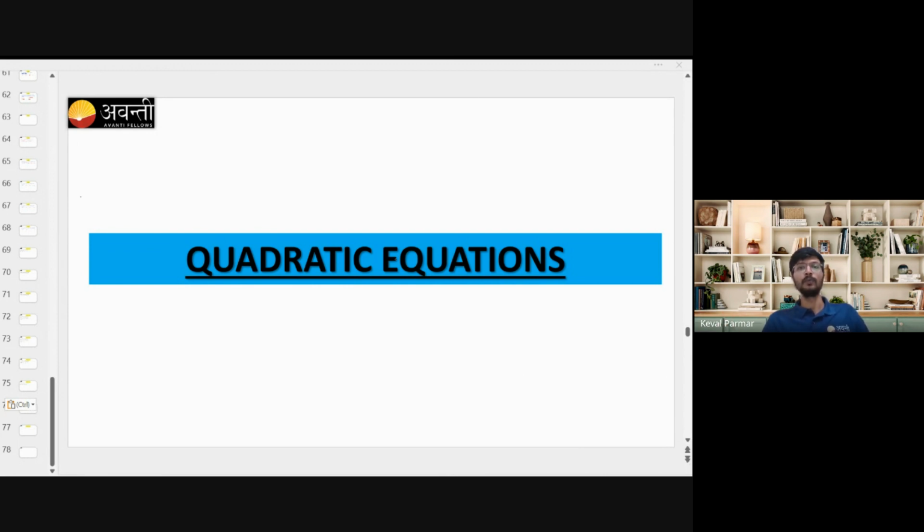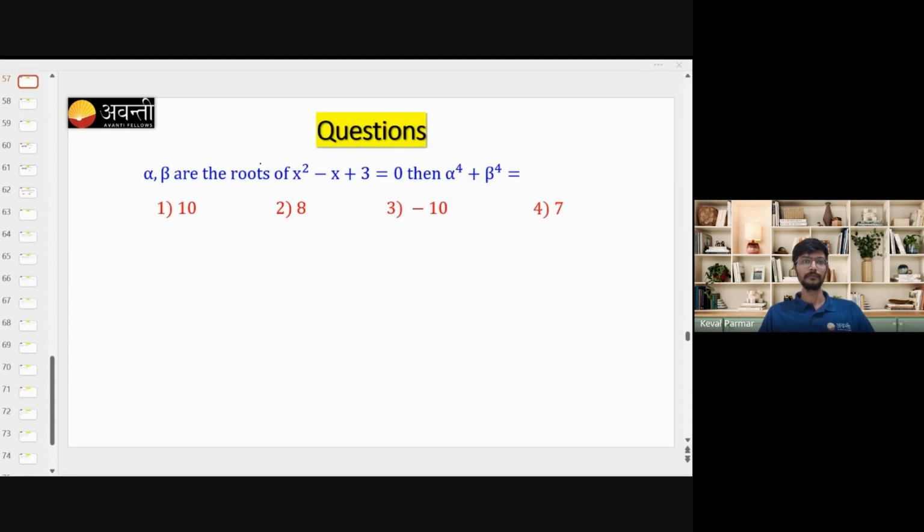We'll start with some questions directly. I hope you will give some answers. Okay. So yeah, welcome back everyone. Let's start. So the first one is this. Let's read the question together. Alpha and beta are the roots of the quadratic equation x square minus x plus 3 equals to 0.